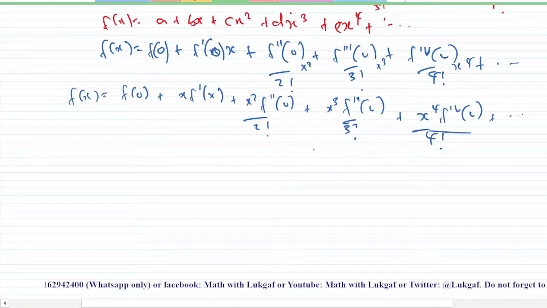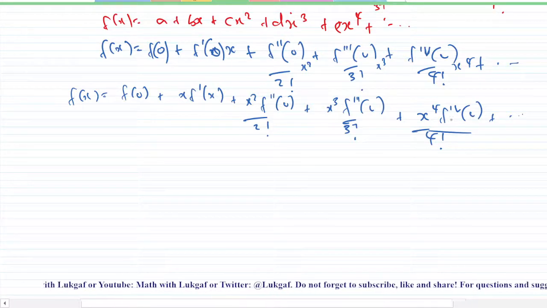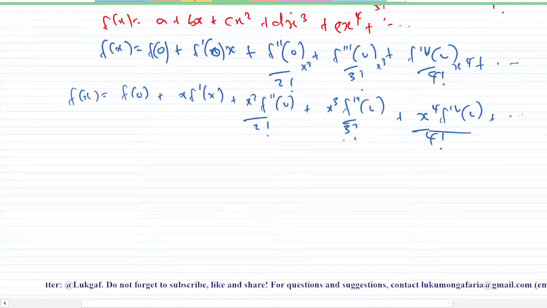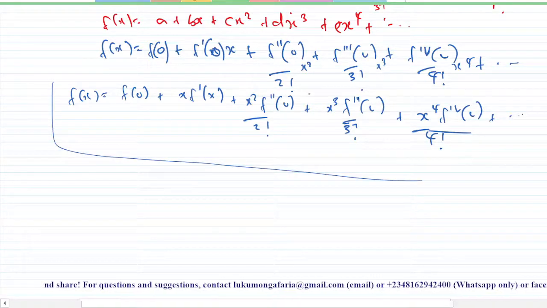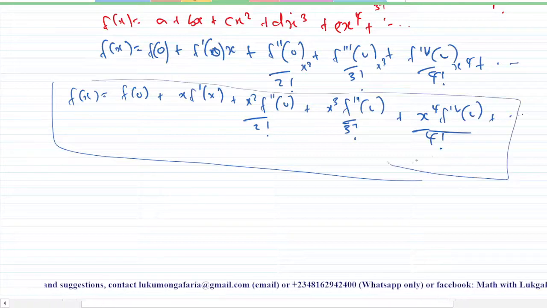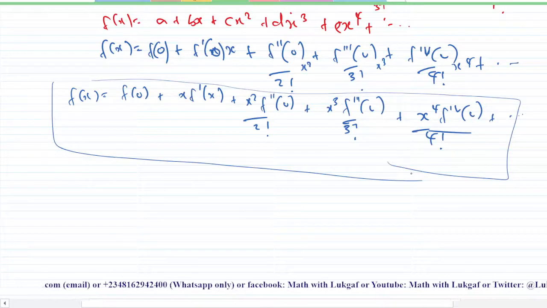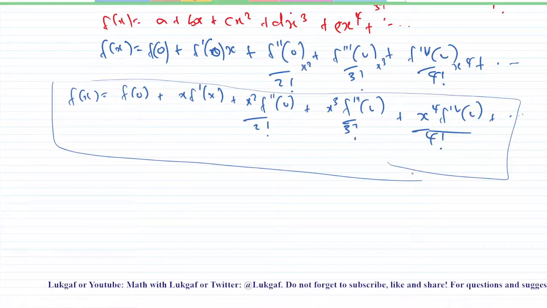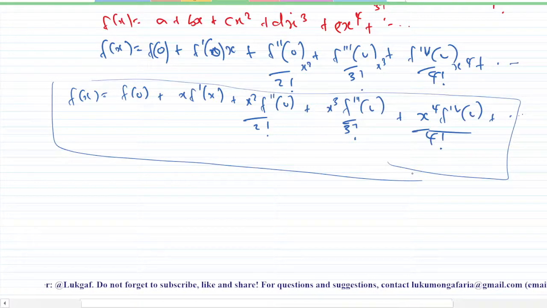So you will observe that we now have this function in ascending power of x as an infinite series. So what we've done here is known as the Maclaurin series. You understand that? So that is the mechanism you can use to take a function to an infinite series in ascending power of x. So you can use this formula to write any function in terms of the Maclaurin series.